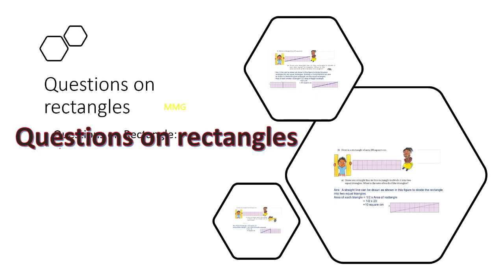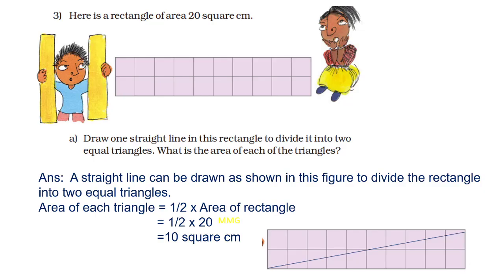Children, here I'm going to explain questions based on area. Let's start. So look here children, our first question is, here is a rectangle of area 20 square centimeter. So you can see here, this is the rectangle and its area is 20 square centimeter.